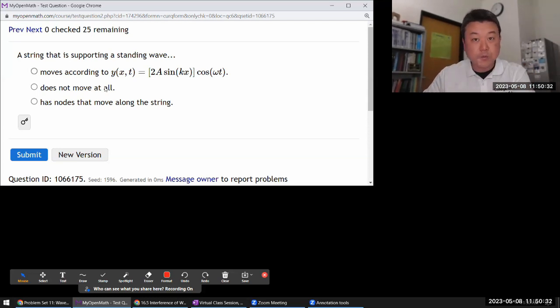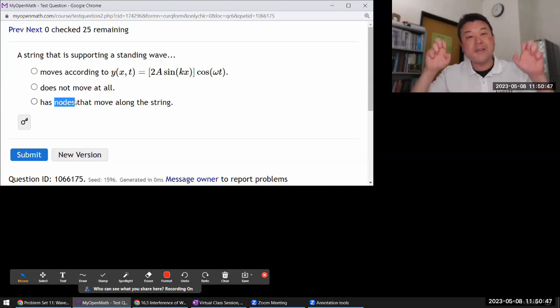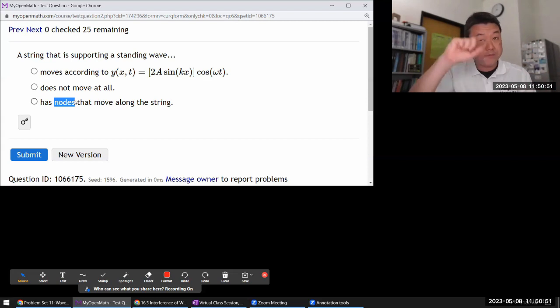So in a standing wave, it does move. It moves transversely up and down. And it doesn't have nodes that move along. Nodes are the part of the standing wave that's standing, in both senses of the word. The nodes don't move, not even up and down. And more importantly, the location of the node doesn't move. That's really the standing sense of a standing wave.